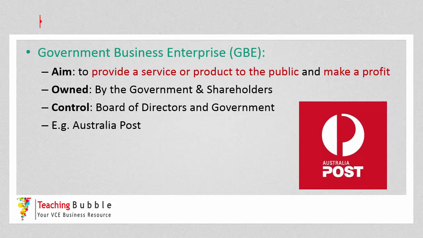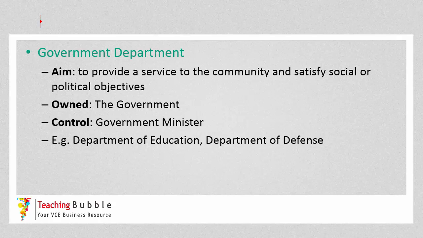So there's a shareholder minister that reports to the government. They're still controlled by a board of directors, and then they report to the government through that shareholder minister. There are fewer examples of these because the government often sells off these types of assets and puts them into the private sector, so that shareholders from the public can own these companies. But a current example is Australia Post.